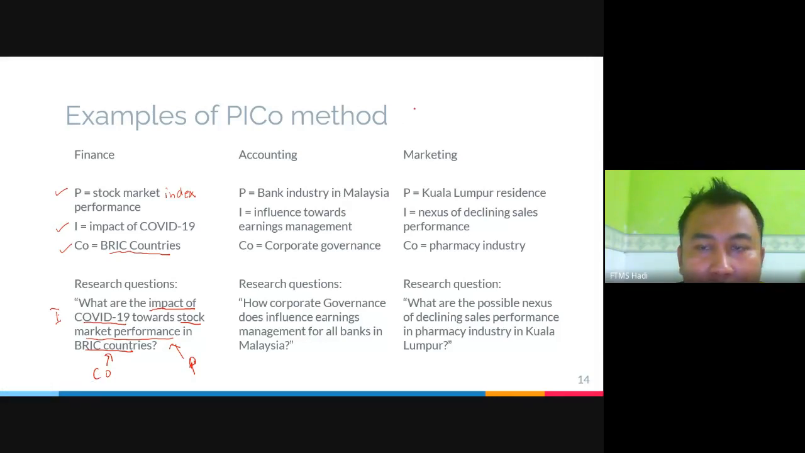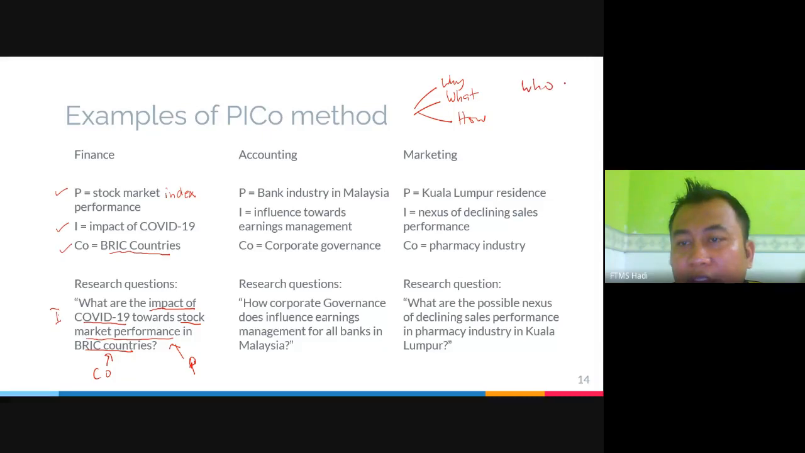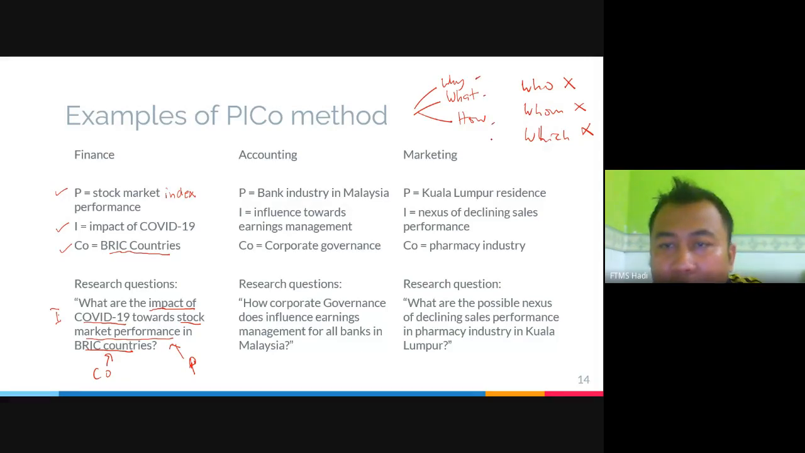In order to come up with a research question, usually we start with what and how. Or why sometimes. Who is not encouraged, whom is not encouraged, which is not encouraged also. I'm not saying it's a no, but not encouraged. Usually why, what, and how. That is what we call the starting of the research question.